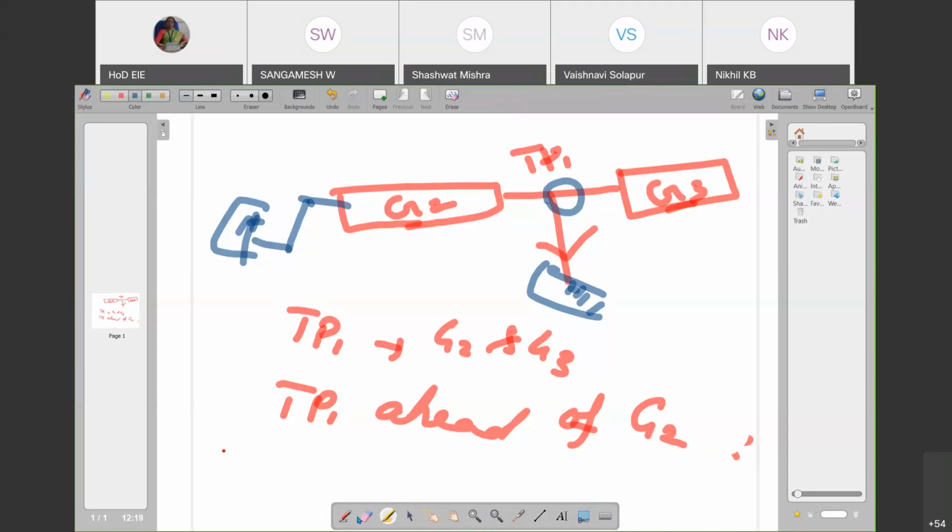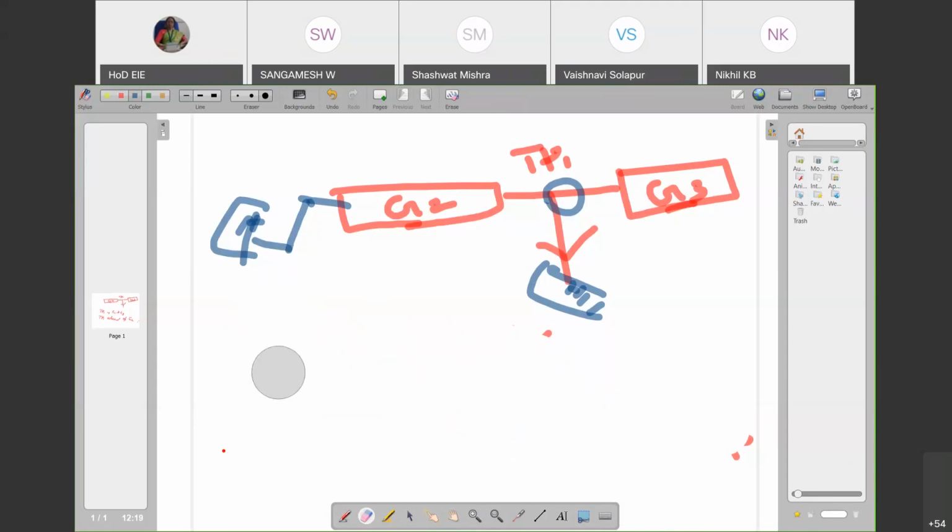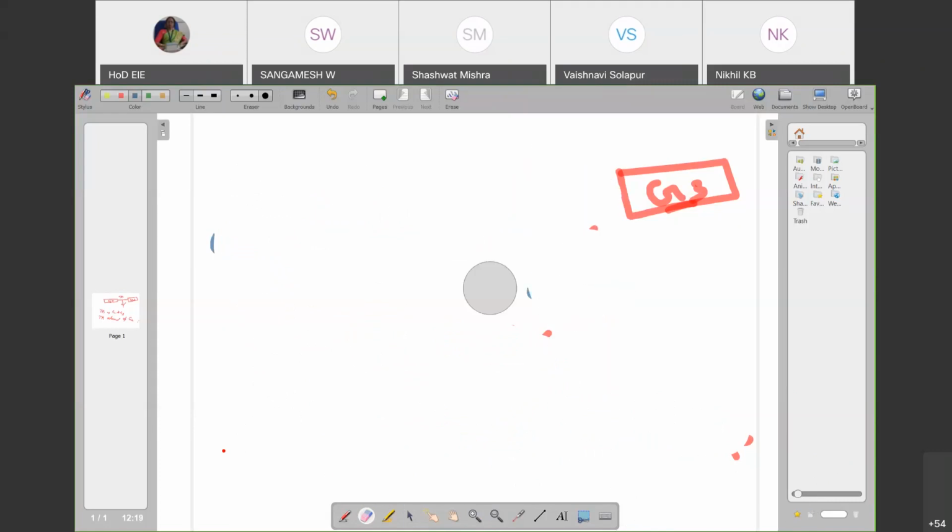So step 1 is moving TP1 ahead of G2, taking care of what has to be done to that H1 when you move it ahead of G2. Should it be multiplied with G2 or divided with G2? Takeoff point ahead of a block: multiplied by G2. So you have to multiply your H1 with G2 and keep the takeoff point ahead of G2.